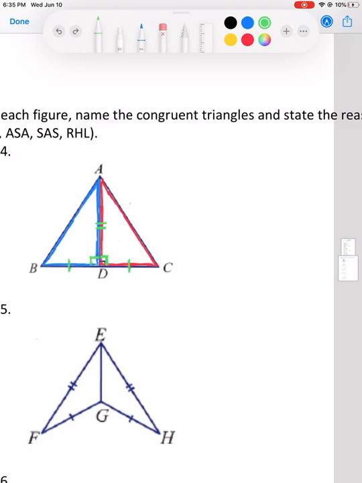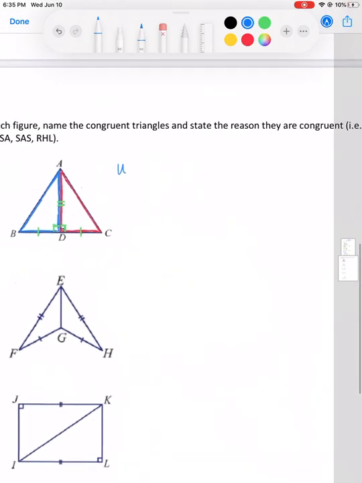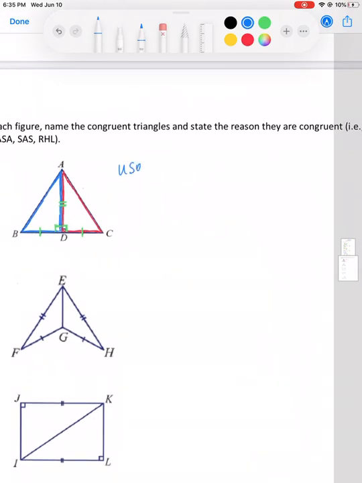So we have to go back to our more general ones. Notice that there is a side here that these two are the same, the angle between them, and that side. So let's go ahead and use side angle side. And in this handout, we're going to go ahead and just say use side angle side.